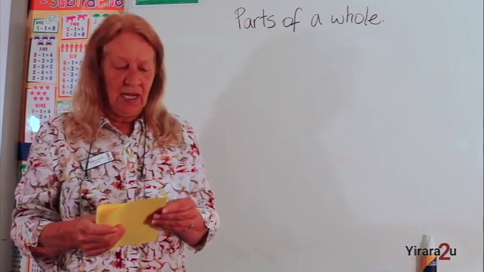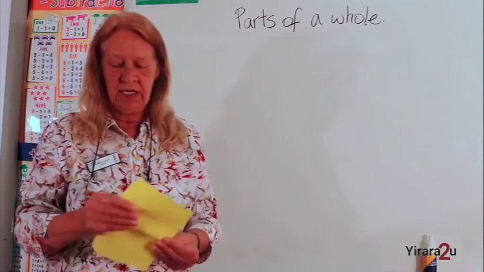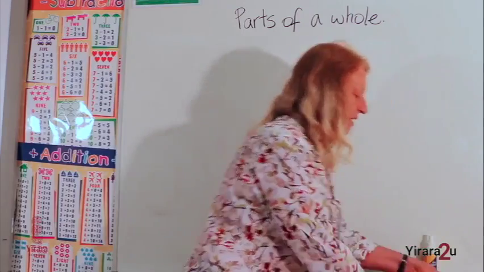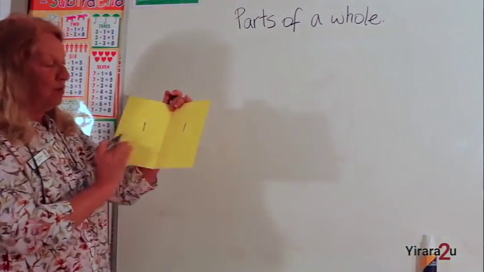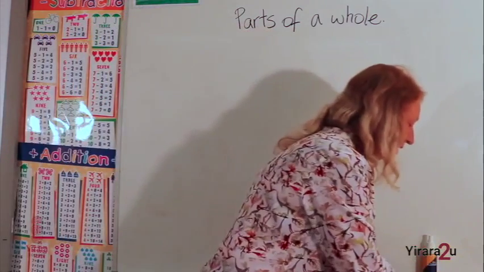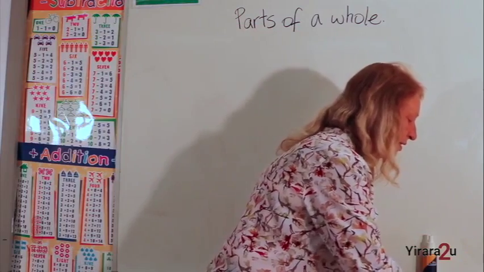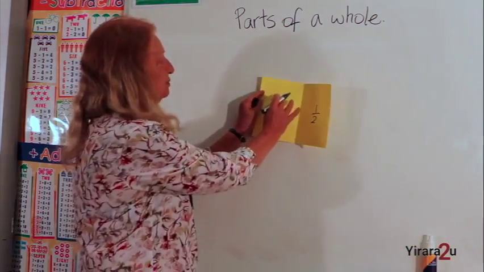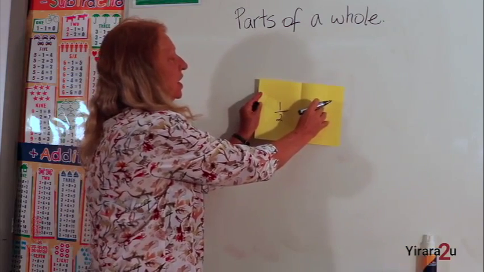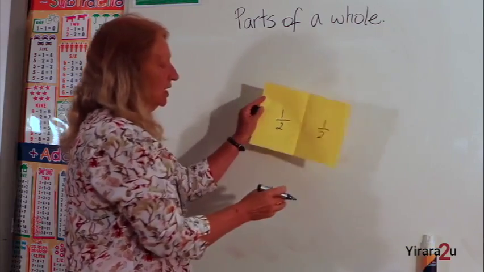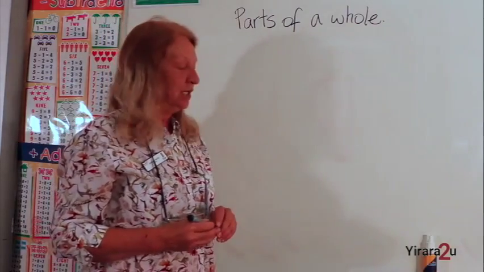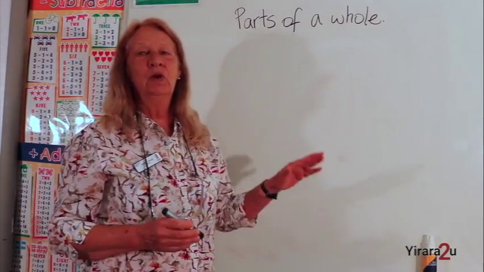Now if I fold it in half, try and do that neatly. Instead of one whole part, now I've got two parts. So these parts are called halves. So this on this side is one part of two altogether, and on this side one part of two altogether.